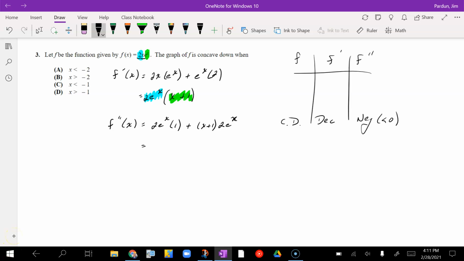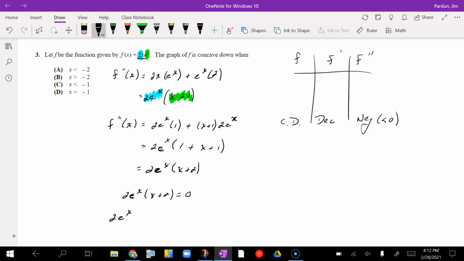So now again, I'm going to simplify this. I want to put this into factors if possible. So I'm going to factor out a 2e to the x again. And I'm left with 1 plus x plus 1. Or I can say 2e to the x times x plus 2. Okay, so now I got to find the critical values of this thing. So we're going to set f double prime of x equal to 0. So I'm going to say 2e to the x times x plus 2 is equal to 0.